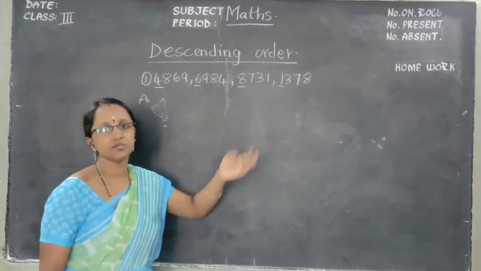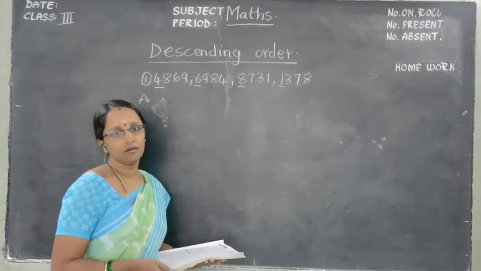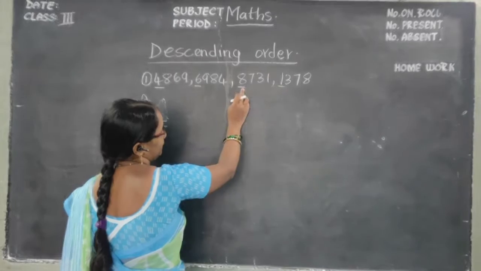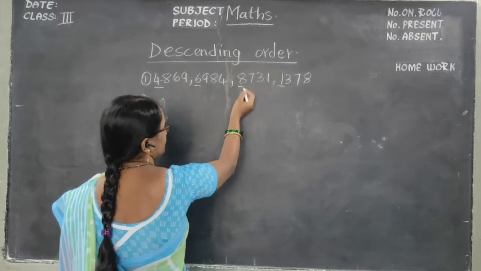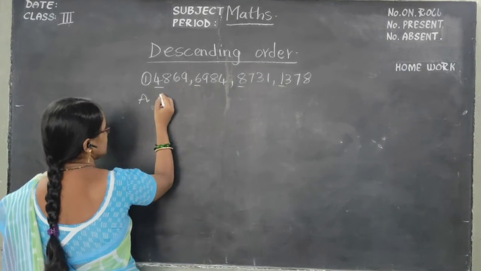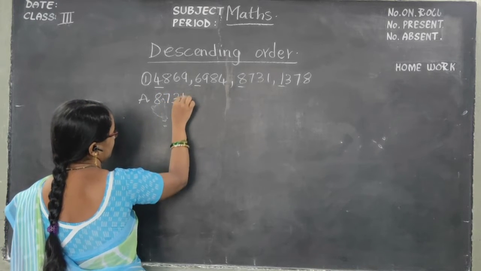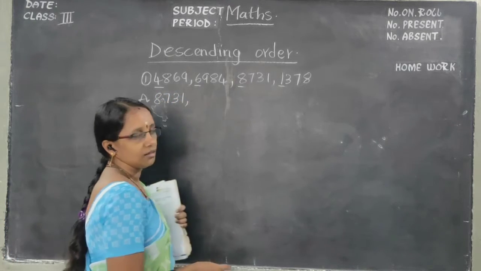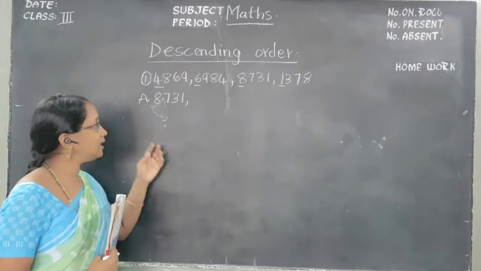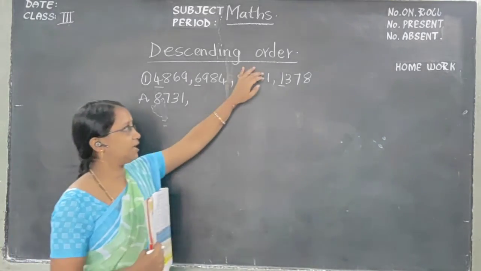In these four numbers, which is the big number? Yes, 8 is the big number. So this whole number will become first. That is big: 8,731. Now you have done with this.